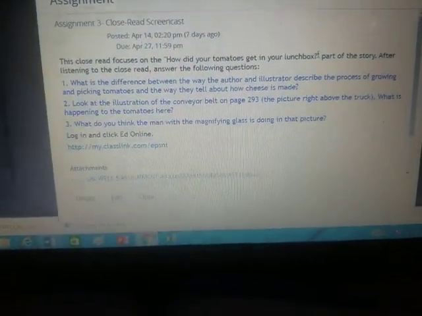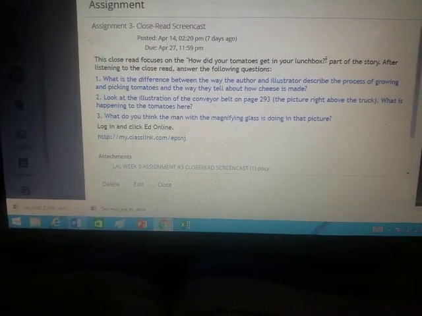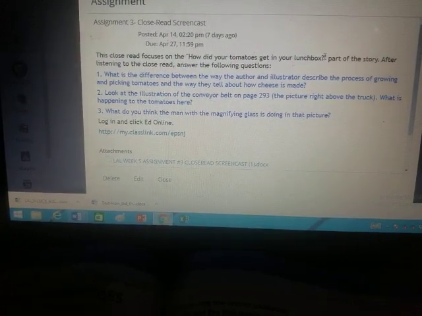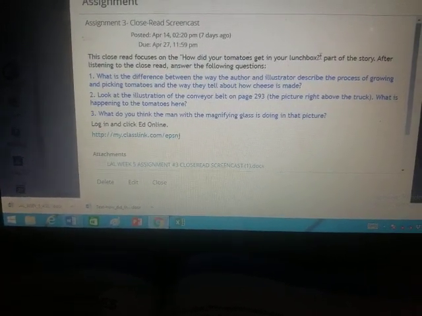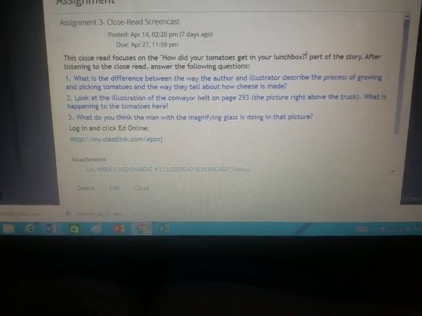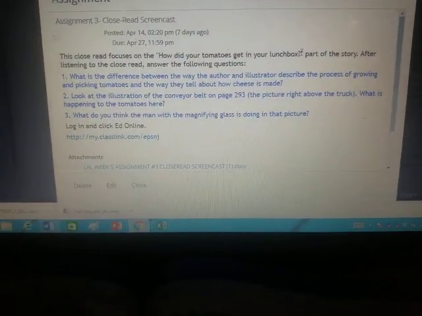Tell me the difference. 3rd grade sentence. So you would say the difference between the way the author and illustrator describe the process of growing and picking tomatoes and the way they tell about how cheese is made is that cheese is made blah, blah, blah, blah, and picking tomatoes and growing tomatoes are blah, blah, blah, blah. And tell me about how those are made.